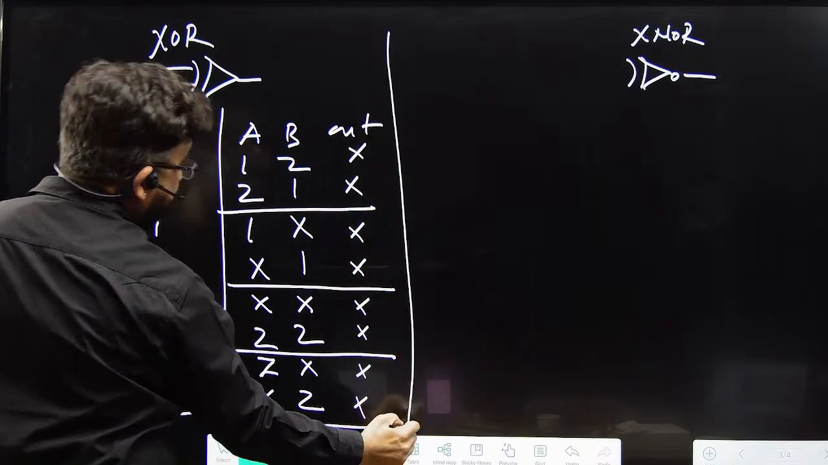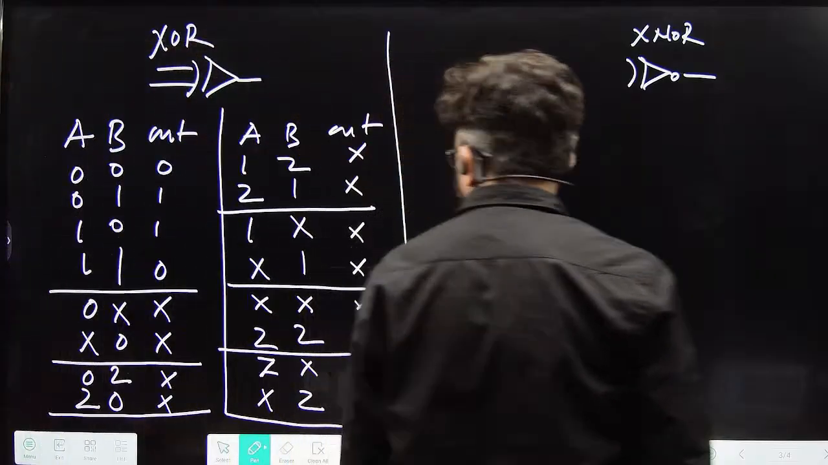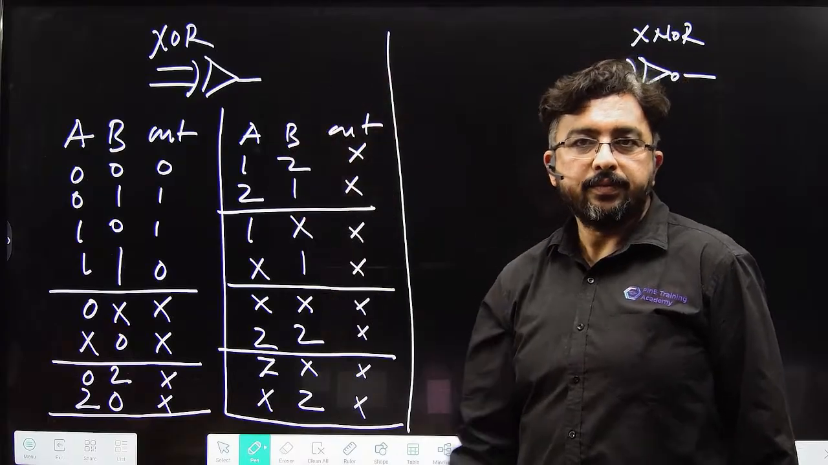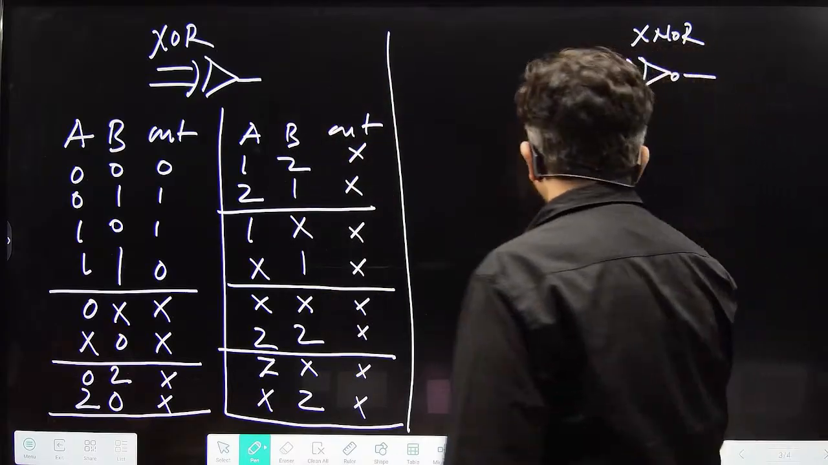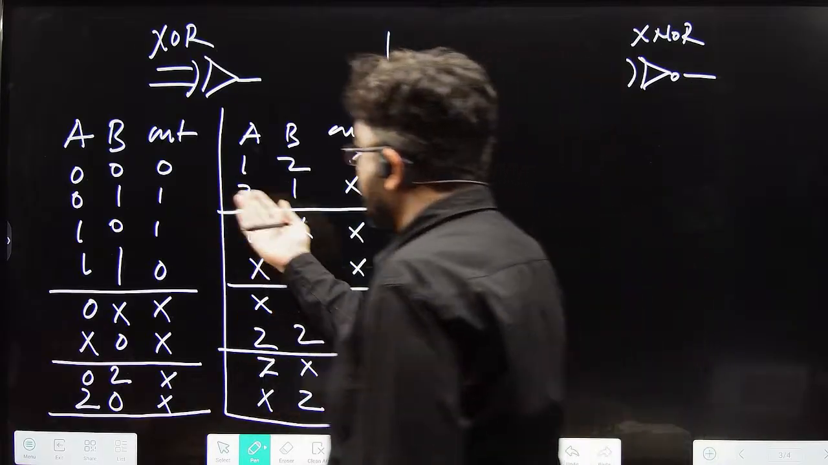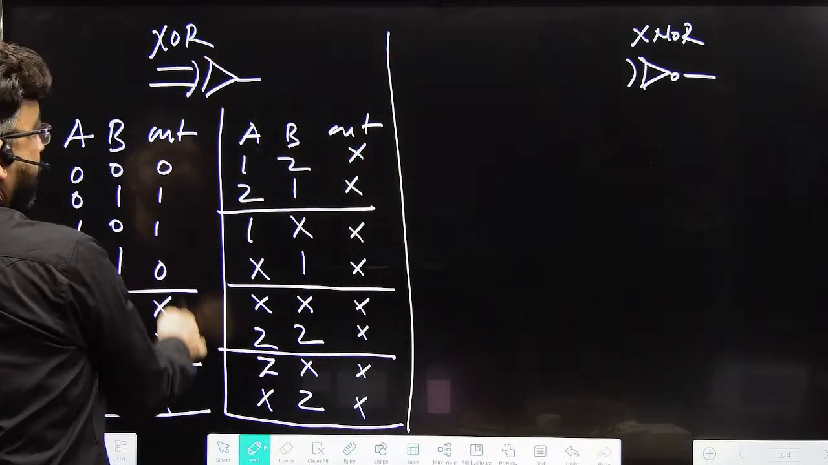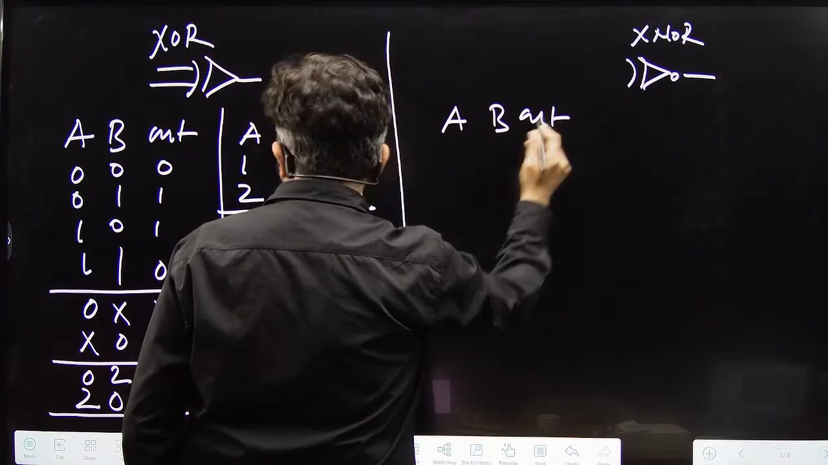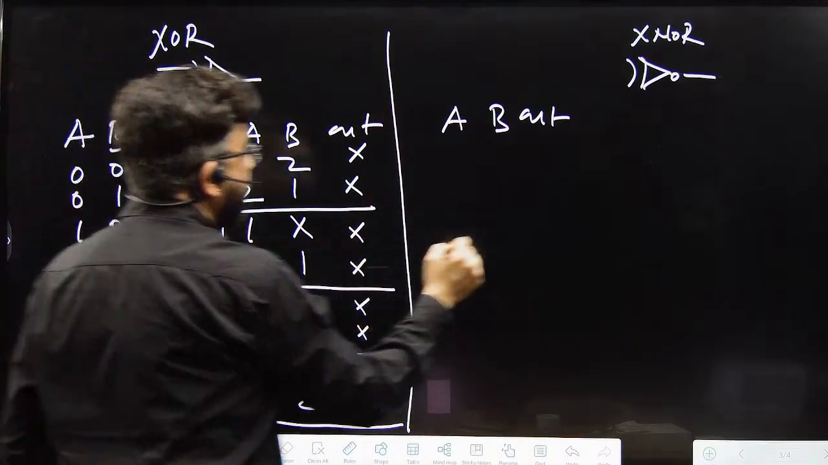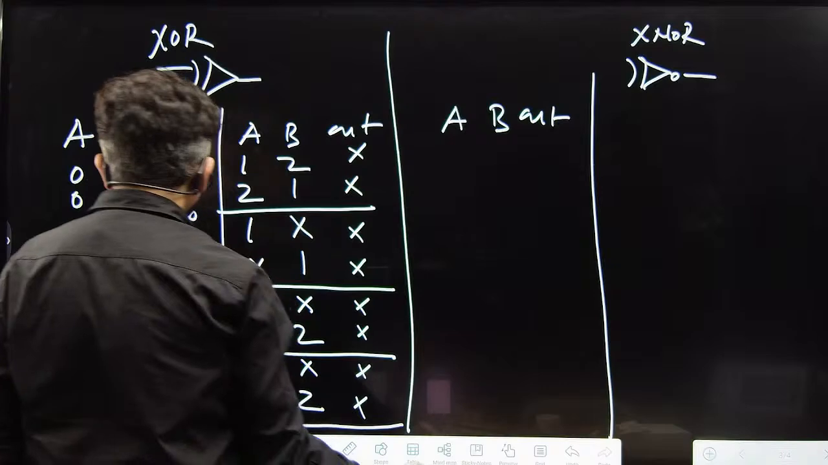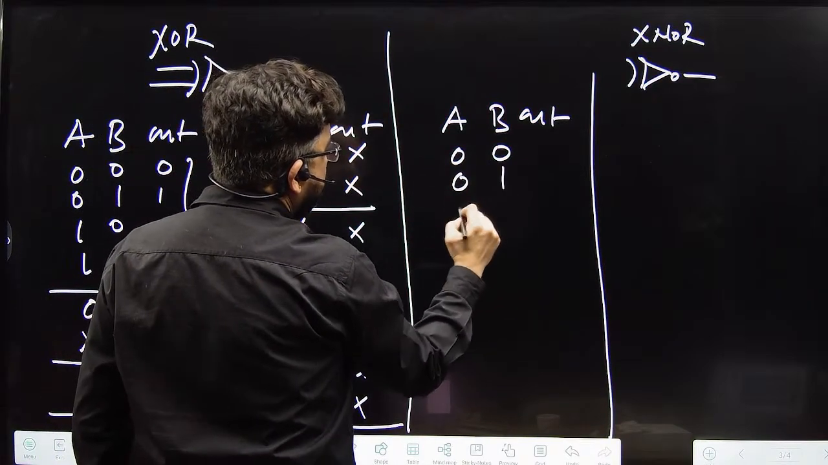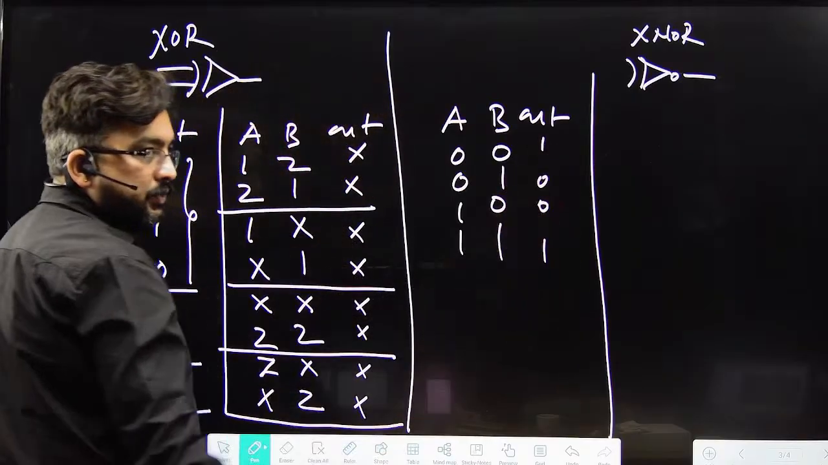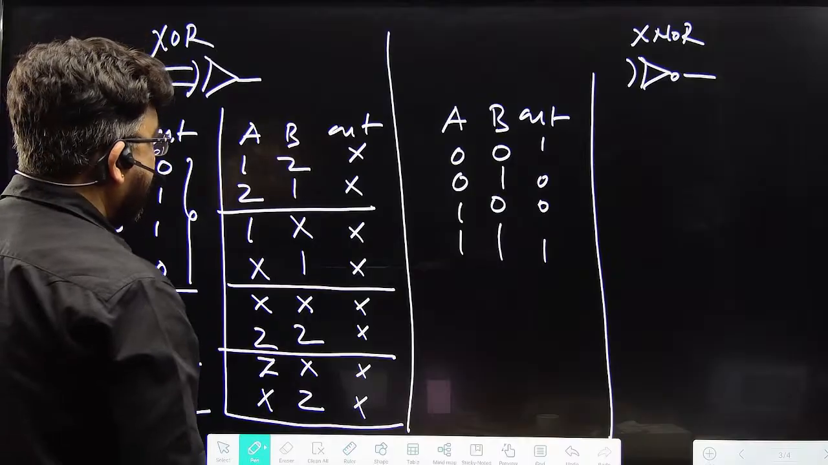So this is a simple implementation of X and Z based on the XOR gate. Now the XNOR is just the invert. The only changes are in the first four lines. If the inputs are 0 0, 0 1, 1 0, 1 1, the output is 1, 0, 0, 1. XNOR is the invert of XOR.